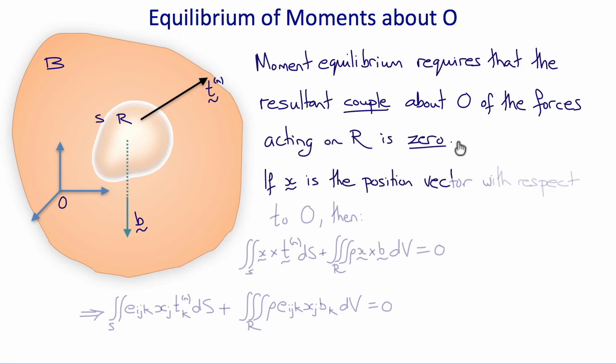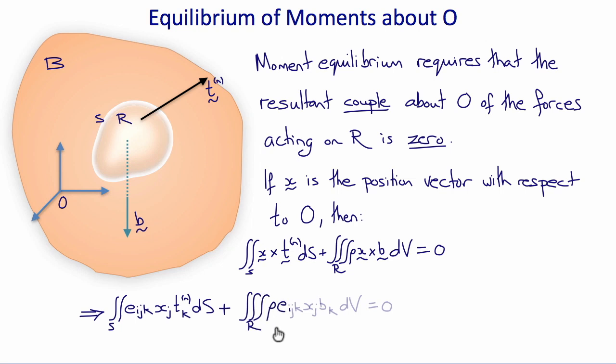Now, if x is the position vector with respect to the origin O, then the moment due to the surface forces is the surface integral of x cross t superscript n with respect to s, and the moment due to the body forces is the volume integral over R of rho times x cross b with respect to volume, and this must equal 0. Now, writing this in index notation, we introduce the permutation symbol: the surface integral of eijk xj tk with respect to s plus the triple integral over R of rho times eijk xj bk with respect to the volume.